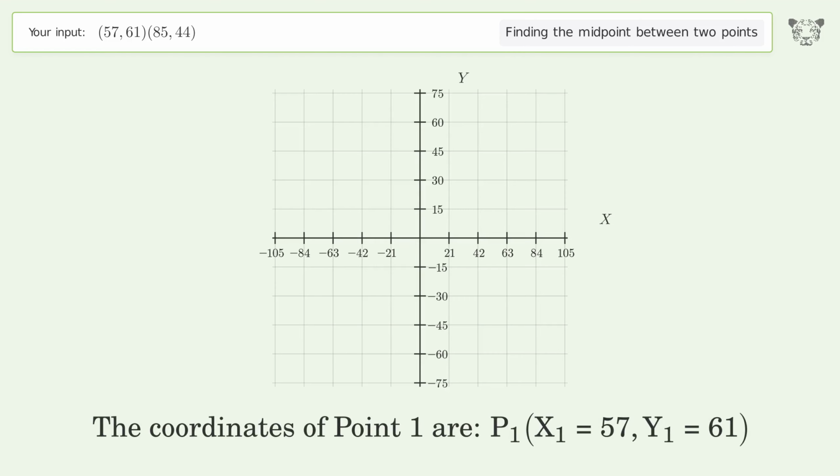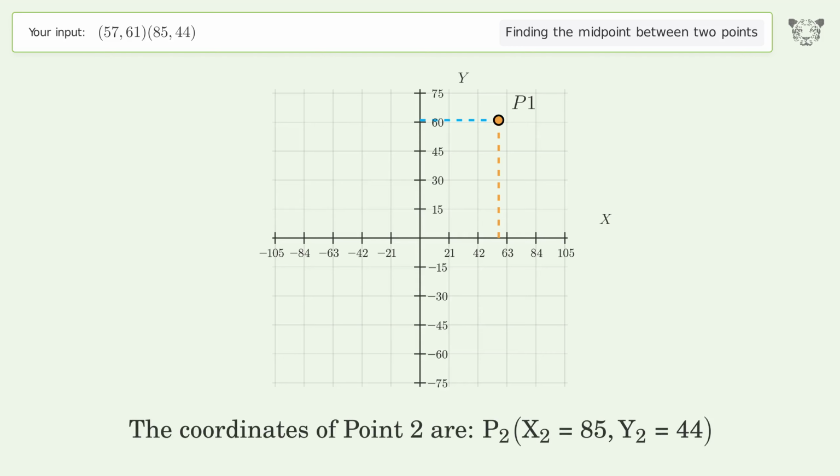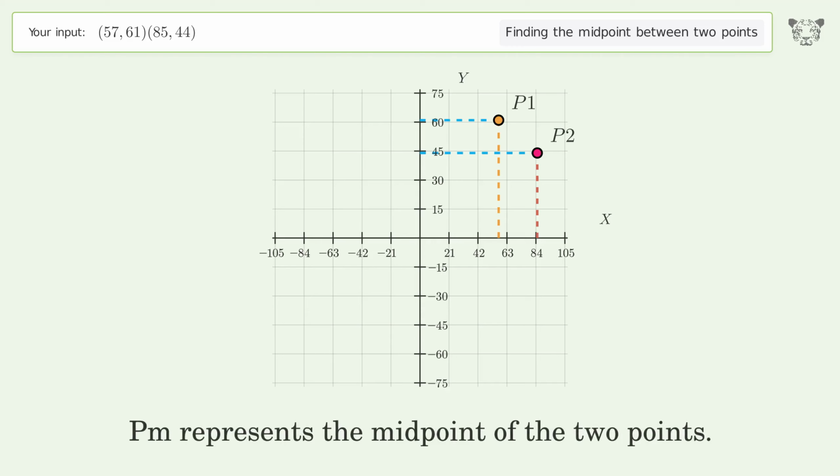The coordinates of point 1 are x1 equals 57, y1 equals 61. The coordinates of point 2 are x2 equals 85, y2 equals 44. PM represents the midpoint of the 2 points.